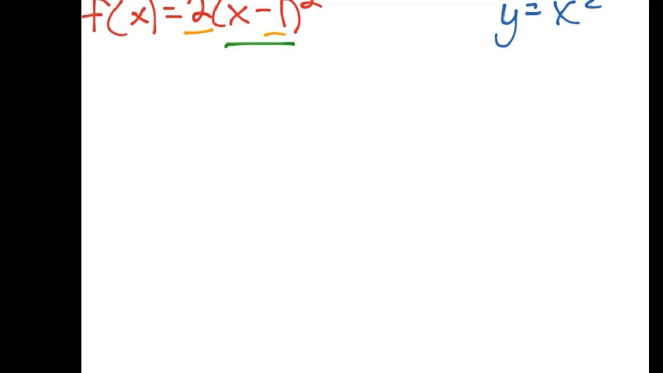Everything inside the parentheses affects the x-axis. Everything outside the parentheses affects the y-axis. So if we look at the x minus 1 first, the x-axis is left or right. Now, it tries to trick you. You would think, oh, x minus 1, hey, that's going to the left 1, where in fact, it's actually going right 1.